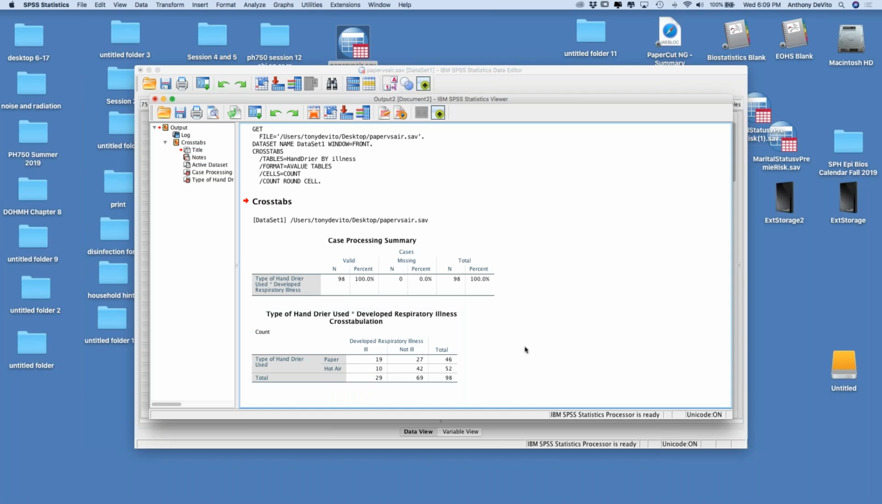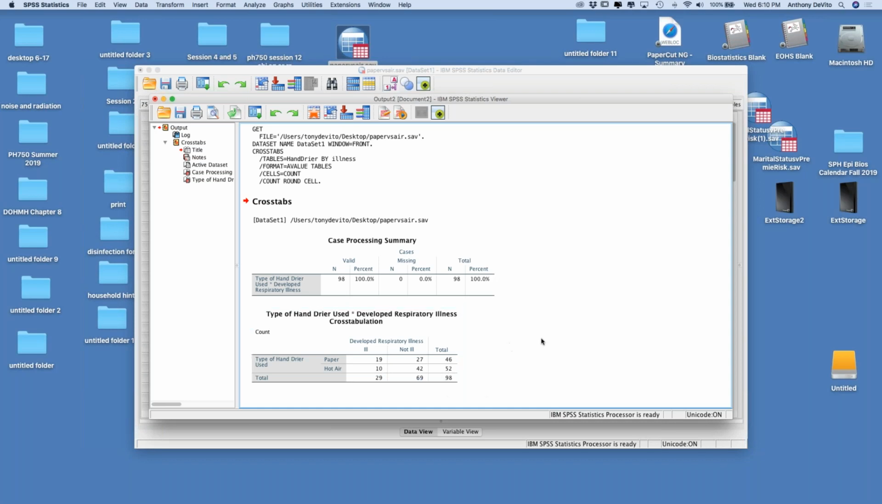Well, how about if I want to do the odds ratio? Among the people that used paper, out of 46, 19 got ill, 27 didn't. So the odds are 19 over 27. For hot air, 10 over 42. So I can take 19 over 27 divided by 10 over 42, and that gives my odds ratio, but I need to know my confidence interval to see if it includes 1. And for my relative risk or relative rate, 19 out of 46 over 10 out of 52. And I also have to test to see if that is different than 1.